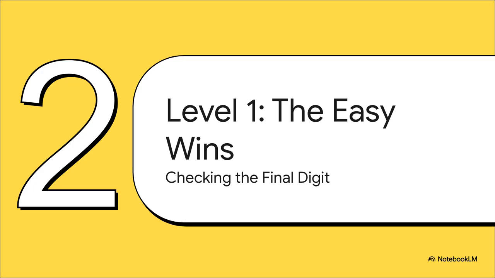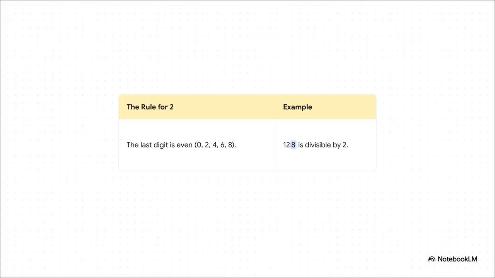All right, let's ease into it. We're starting with level 1, the easy wins. These are the rules that are so simple, you only have to look at the very last digit of a number. These are your confidence builders. First up, the rule for 2. It's a classic for a reason.